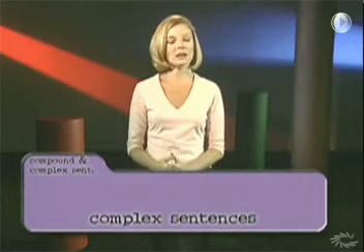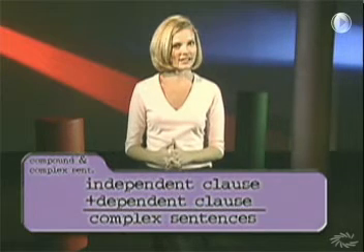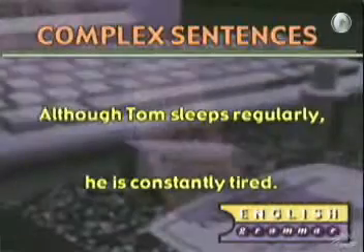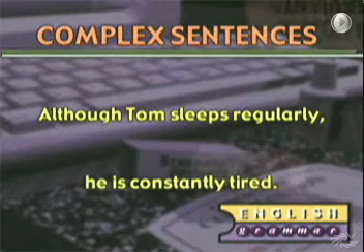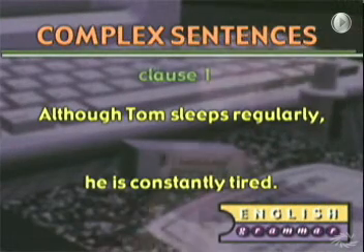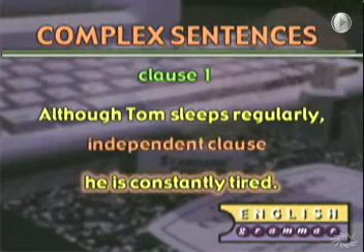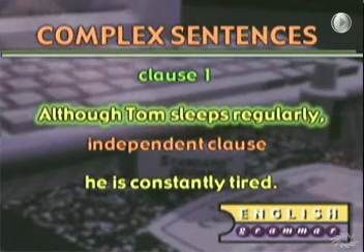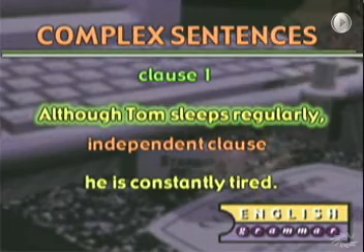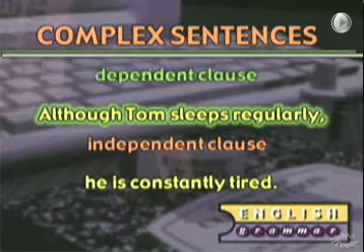A complex sentence can be created by combining a dependent clause with an independent clause. Here's a complex sentence. See if you can identify both the dependent and independent clause. Although Tom sleeps regularly, he is constantly tired. First, we must break down the sentence into its two clauses. In this case, although Tom sleeps regularly, and he is constantly tired. The second clause can stand on its own, but the first one can't. If we just say, although Tom sleeps regularly, we're really left hanging, waiting for the continuation of the thought. So this is a dependent clause.